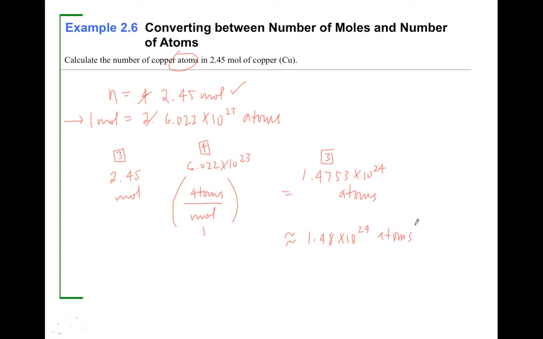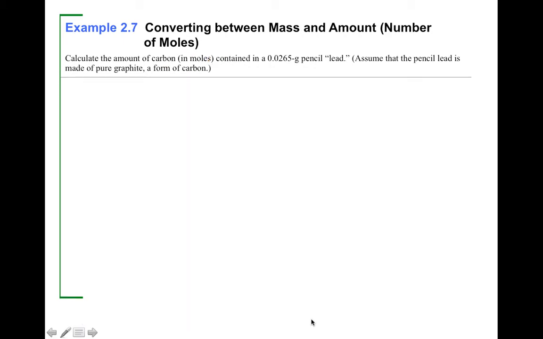Atoms. Handwriting's getting worse. Atoms, there's 1.48 times 10 to the 24 atoms in 2.45 moles of copper. Okay, so let's do another example. Let's calculate the amount of carbon in moles contained in this many grams of pencil lead. Okay? Well, now we need molar mass. So let's first of all write down what we know.